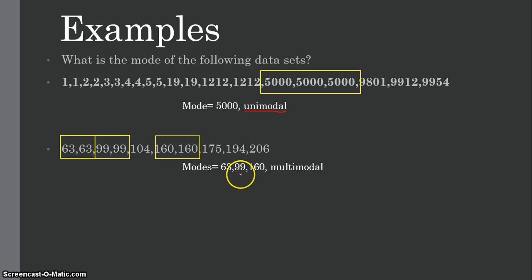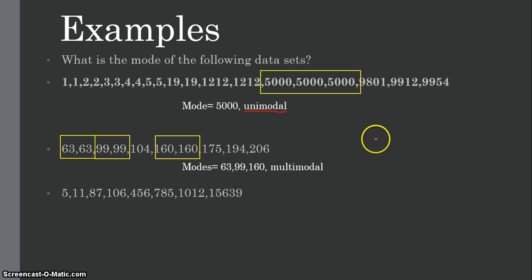The numbers 63, 99, and 160 all show up 2 times, and that's more than any other number in the data set. So we're going to call those our modes, and we're going to describe this entire set as multimodal, because remember, something's multimodal when it has 3 or more modes.